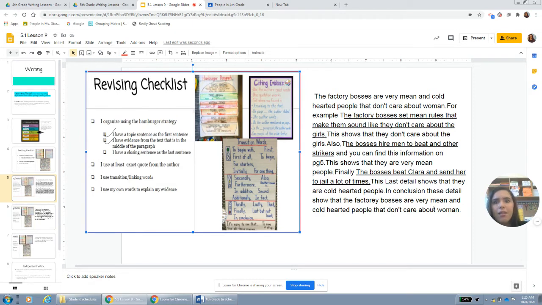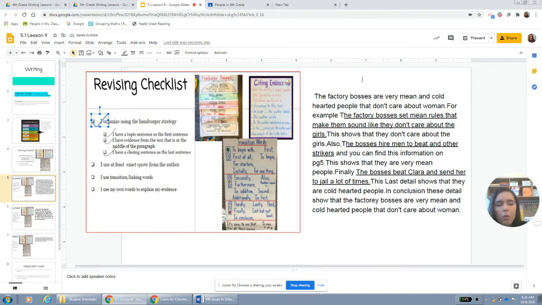This student doesn't add another detail, they just sum it all up. It kind of sounds like the topic sentence. So, yes, this student has a closing sentence. So, we're going to put a check here and say that they do use the hamburger paragraph. Okay.